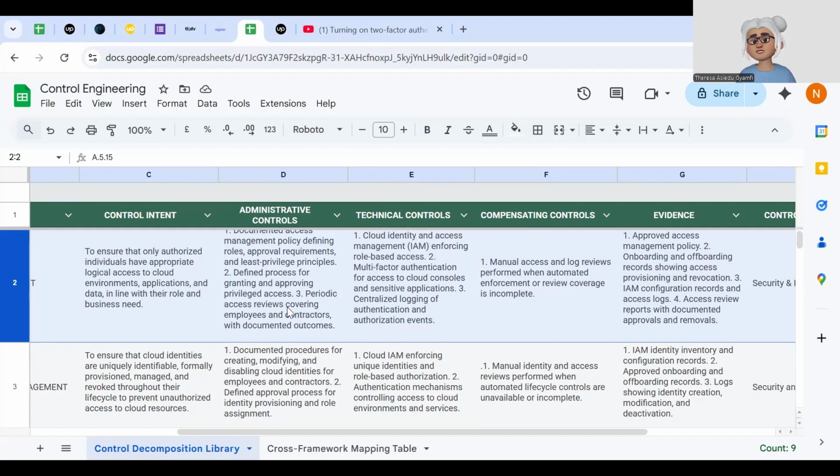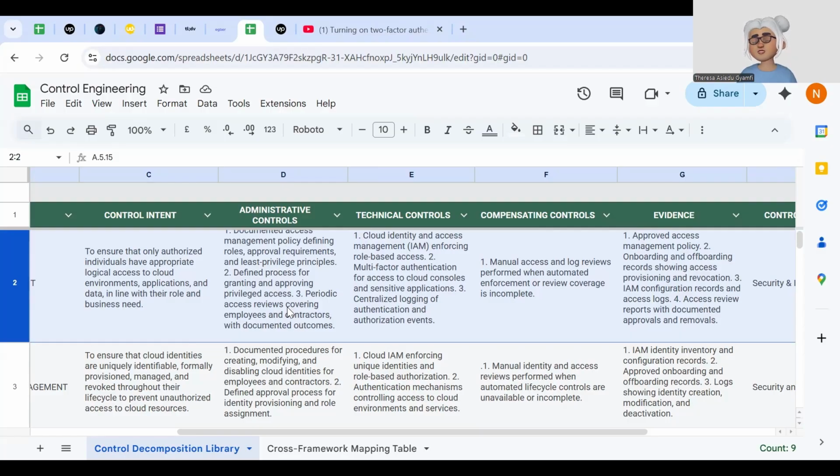Now you also need to recommend controls in case the administrative and technical controls fail or do not work. So in my case, manual access and log reviews performed when automated enforcement or review is incomplete is a compensating control. Under the technical control, we have a system that's enforcing the role-based access, and we also have centralized logging of authentication and authorization events.